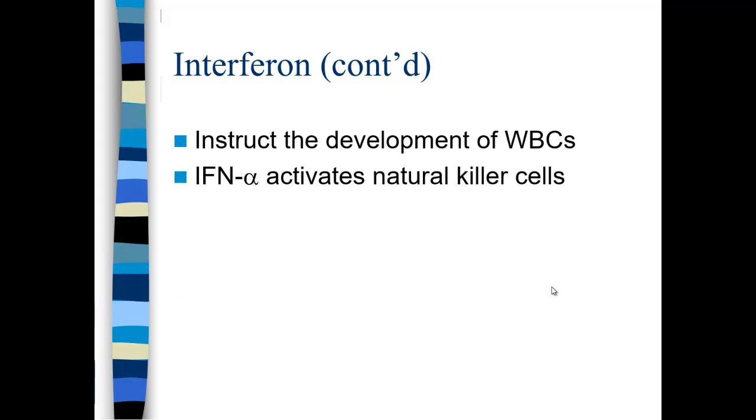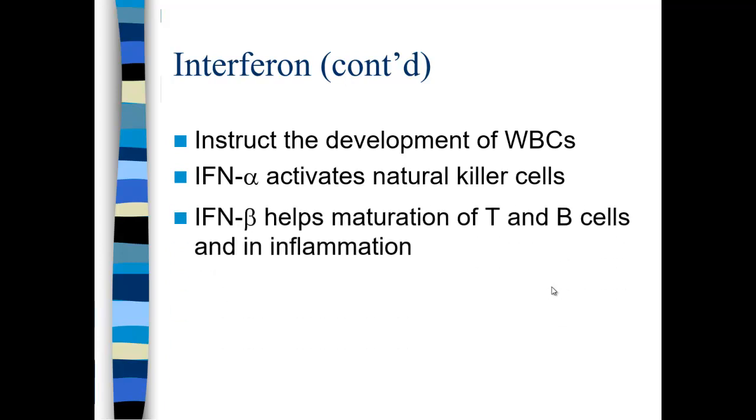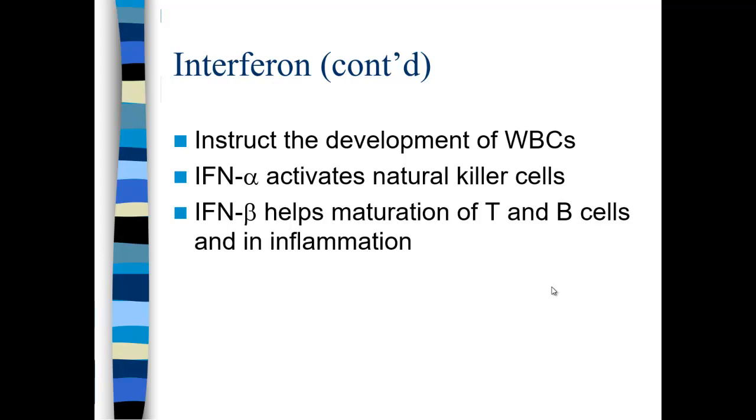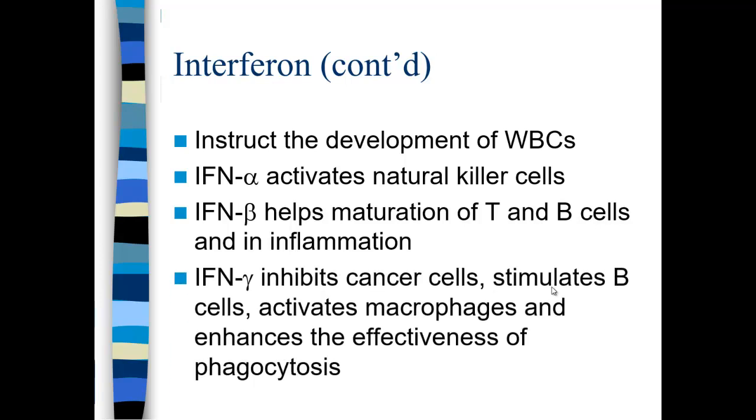Interferon alpha activates natural killer cells. Beta helps in maturation of T and B cells and aids in inflammation. Gamma is also used in cancer therapy. It inhibits cancer cells, it stimulates B cells, activates macrophages, and enhances the effectiveness of phagocytosis. Then you have a whole another portion of the immune system called complement.